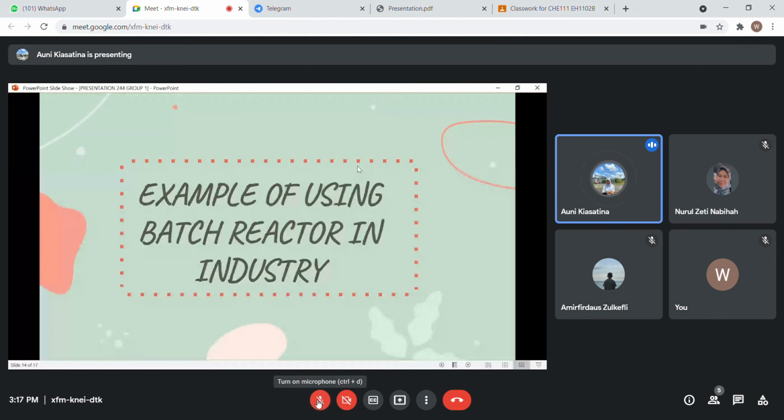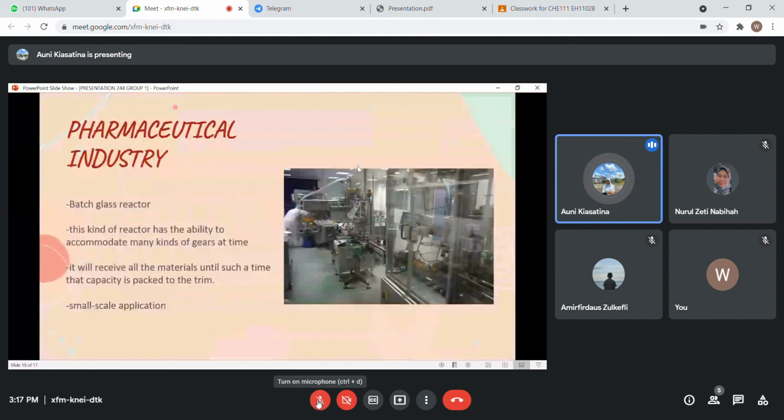So for the last one, there are a lot of examples of using a batch reactor in industry. I would like to take a few industries that use a batch reactor. The first one is the pharmaceutical industry. Basically, the pharmaceutical industry uses a batch glass reactor. This kind of reactor has the ability to accommodate many kinds of material at a time. It will receive all the material until such a time that capacity is packed to the brim.